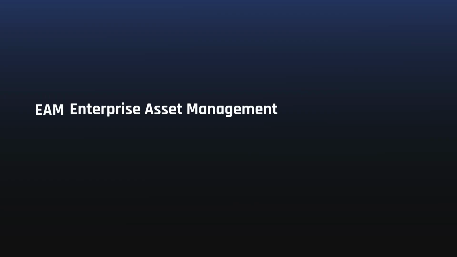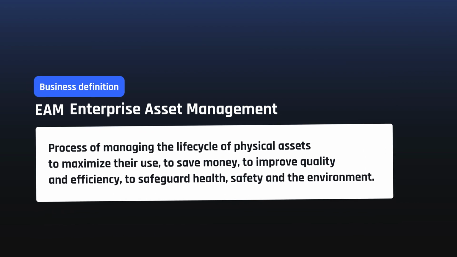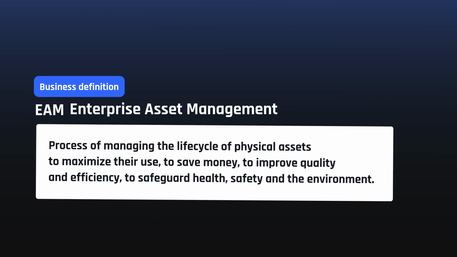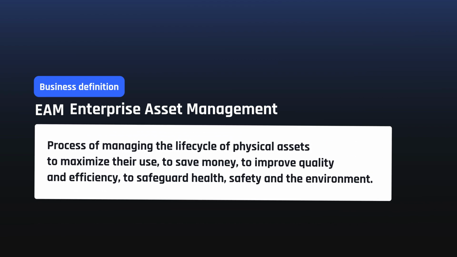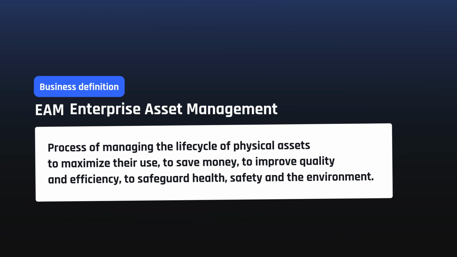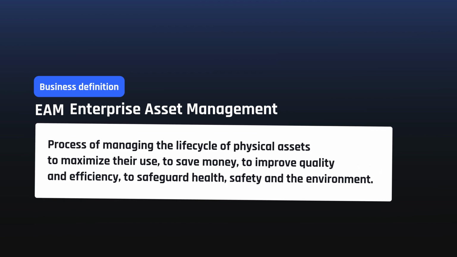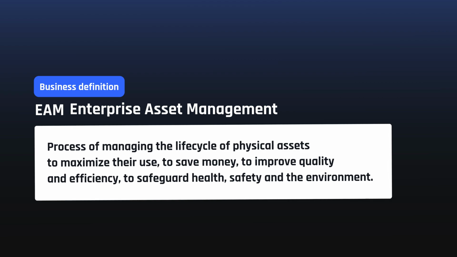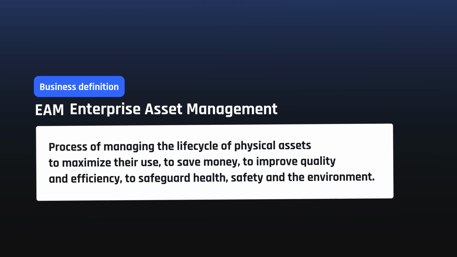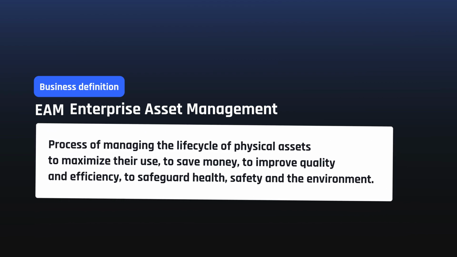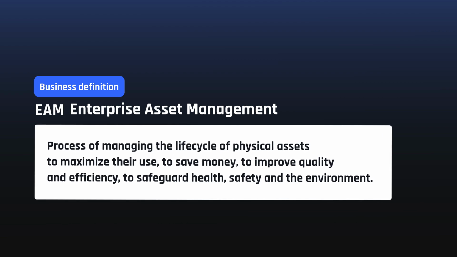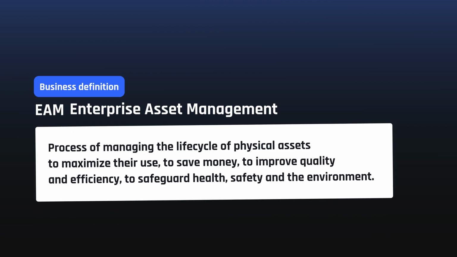Now we go further. We go with EAM, which stands for Enterprise Asset Management. What does it mean from the business perspective? EAM is the process of managing the life cycle of physical assets to maximize their use, to save money, to improve quality and efficiency, to safeguard health, safety, and the environment. Are you confused already? If so, we are in the same team. I was too, because at the first glance, we may think this is a plant maintenance term, but not really.